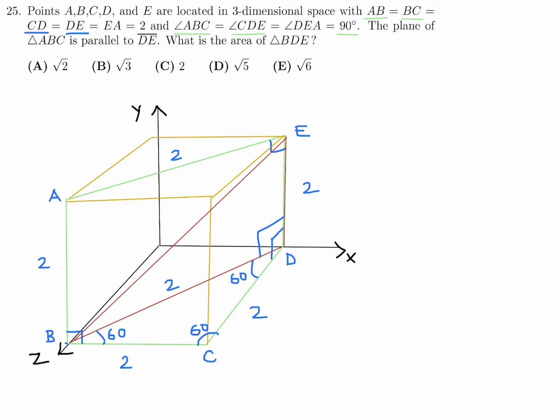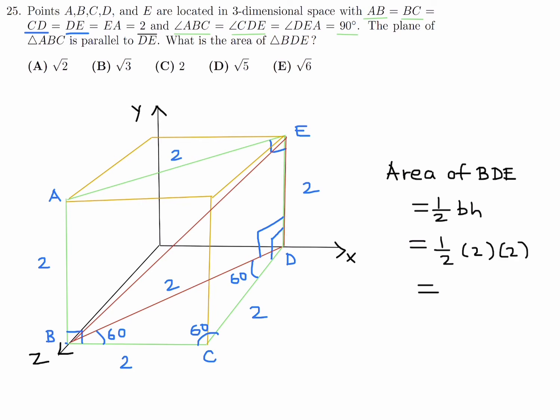So we are now down to the final step, which is figuring out the area of BDE. Well, it's just going to be 1/2 base times height. Let's see here, BDE. This is the base, and that's 2. And the height is from there to there, which is also 2. And therefore, this is going to be 2 times 2, 4, divided by 2 is 2. So the answer to number 25 is C.